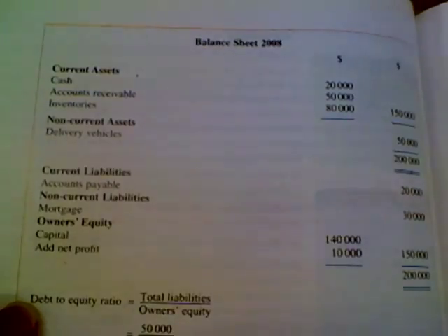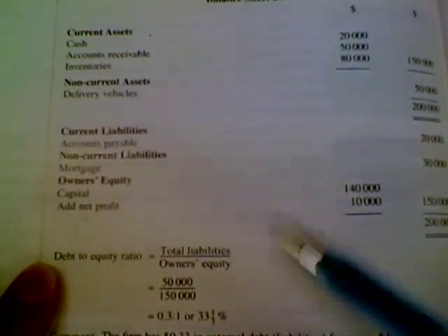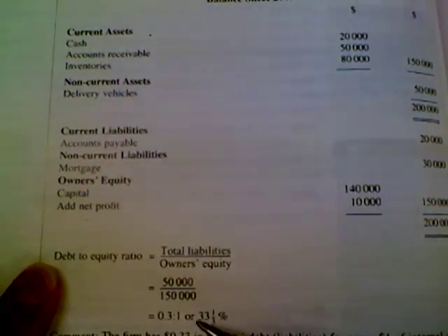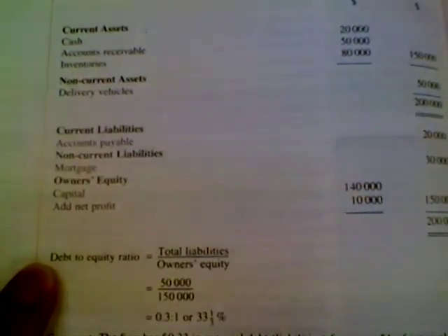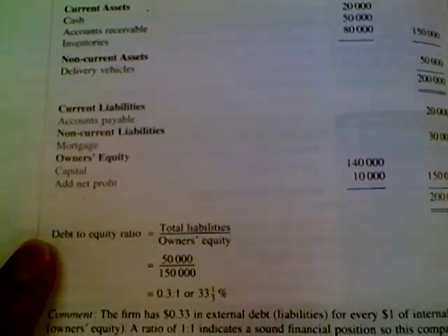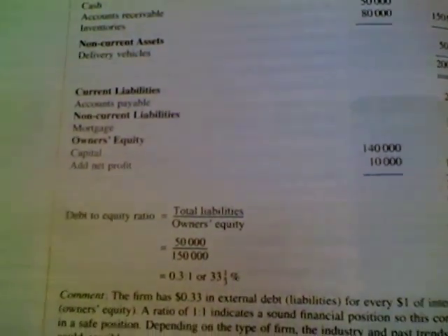So to calculate this particular business's solvency ratio, again, we do our total liabilities over our owner's equity. It'll be $50,000 divided by the 150, which gives us 0.3:1. Now, what does this 0.3:1 mean?